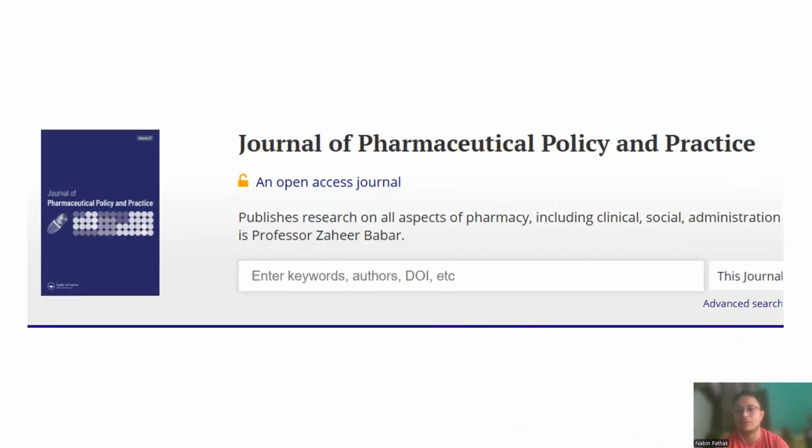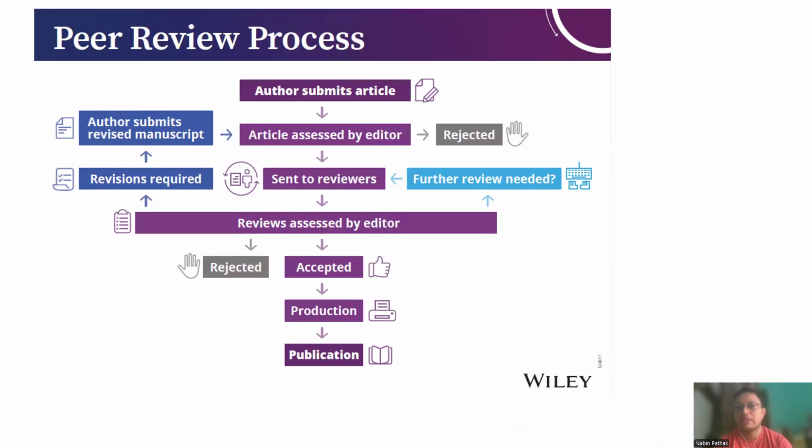also a first quartile journal. And in the below section, you can see that it is an open access journal. So there are certain kinds of journals that only produce papers in open access format, and there are other kinds of journals that publish papers in two different formats: subscription and open access. So this is the entire peer review process.